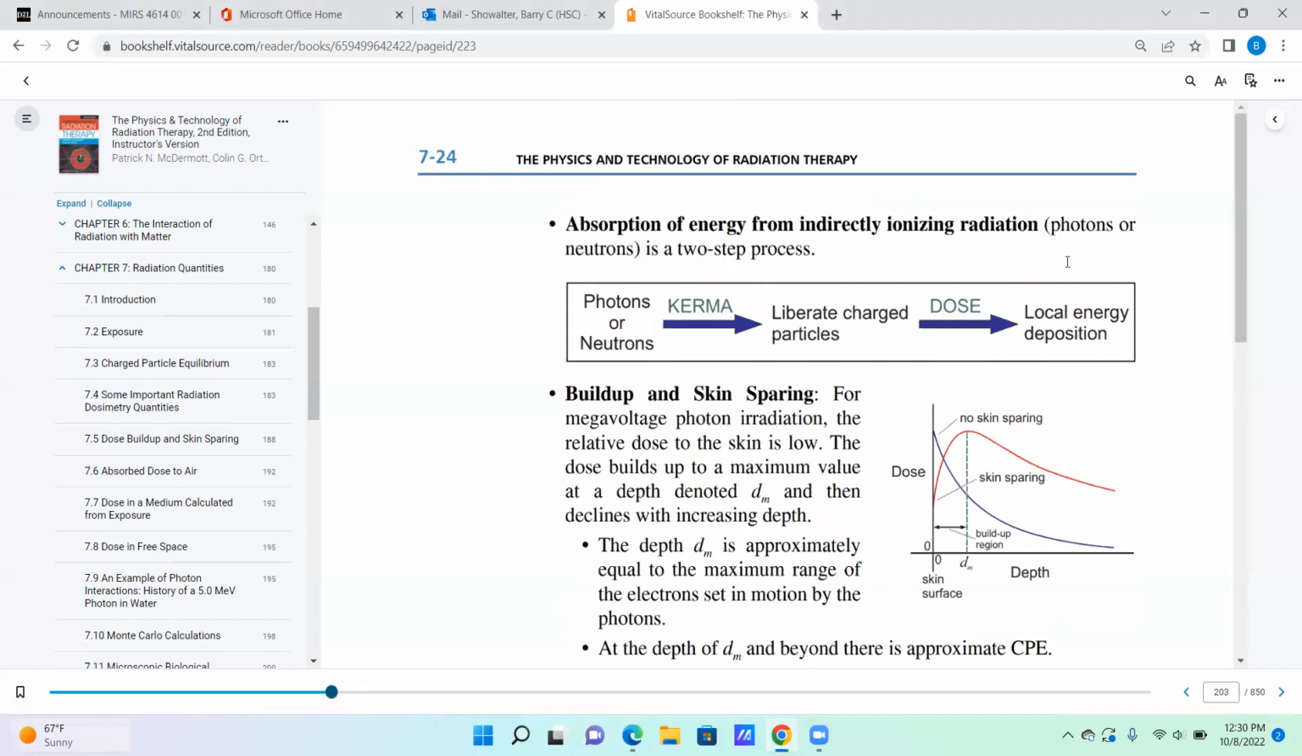Absorption of energy from indirectly ionizing radiation, photons or neutrons. It's a two-step process. So you've got your photons or neutrons coming in, kerma gets deposited, it liberates charged particles, which is where the dose comes from, and it's locally deposited energy.